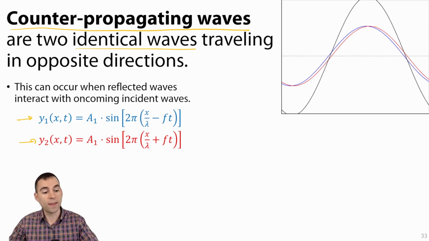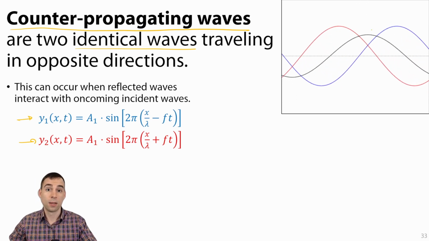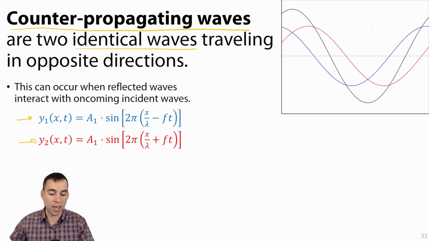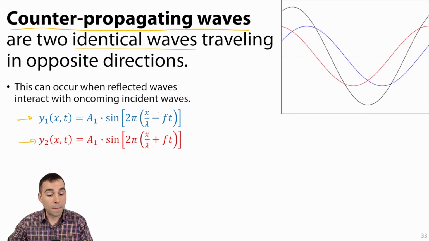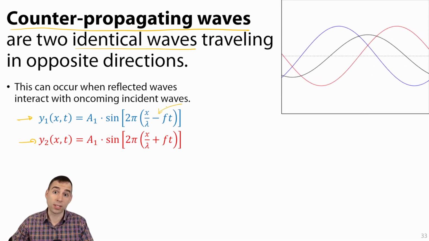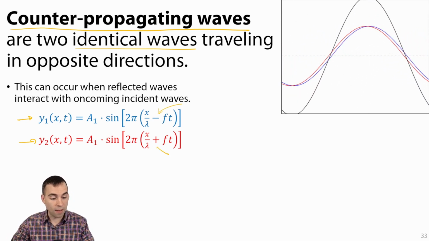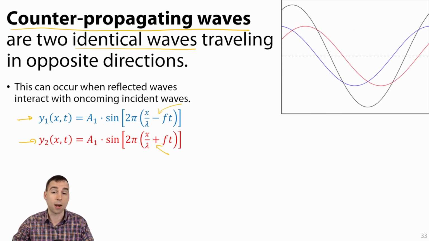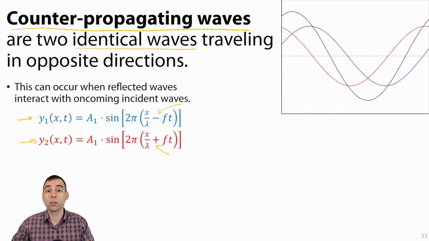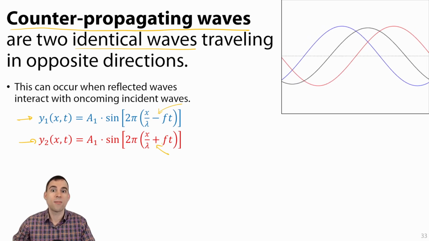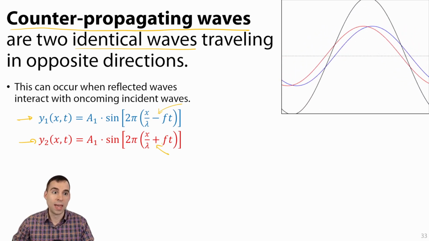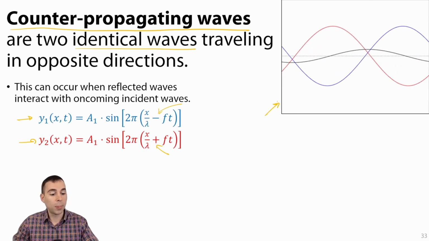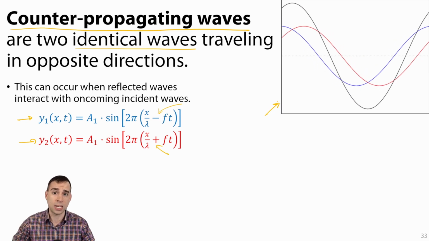Here, you'll see the wave traveling to the right is the blue wave. That's the incident wave. And we can use a minus sign to indicate that it's traveling to the right. And the red wave is traveling to the left. That's the reflected wave. It travels to the left. That's why it's got a plus sign there. And these two waves will interact. The reflected wave interacts with the incident wave to give the overall black resultant wave that you see here.